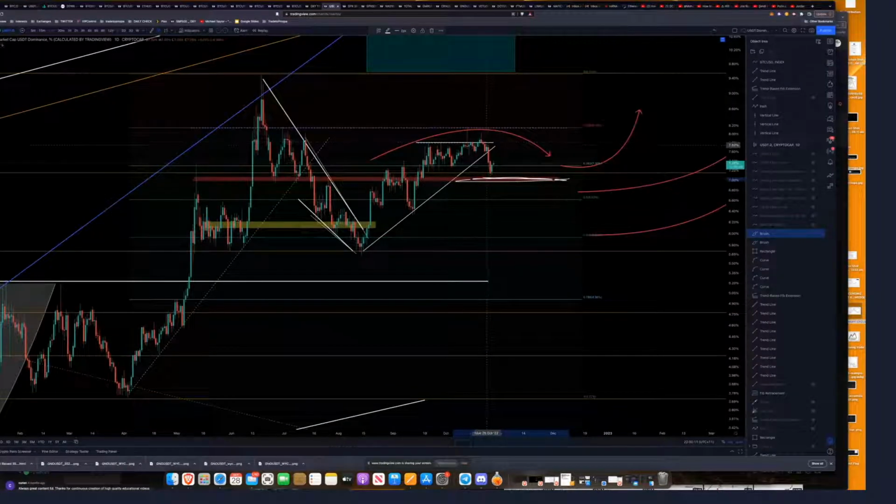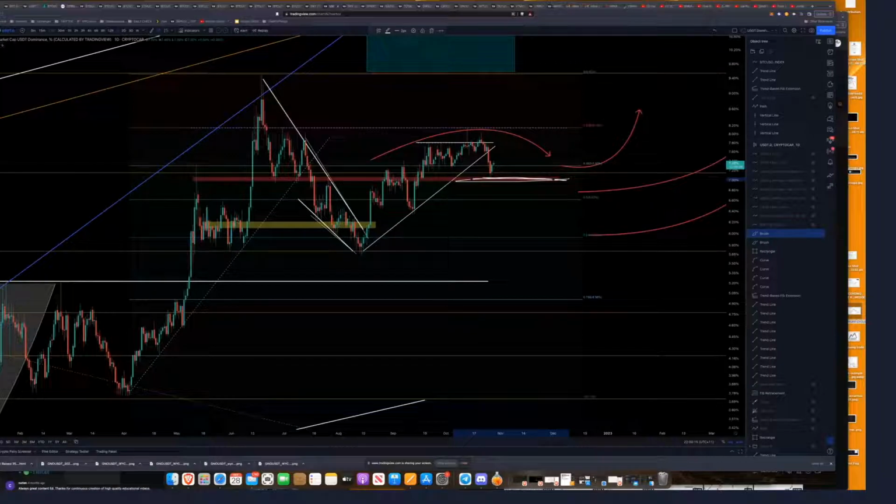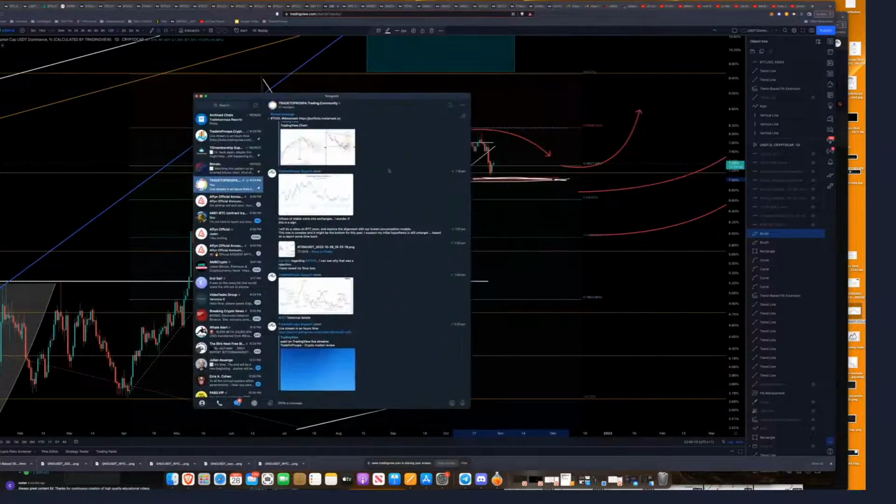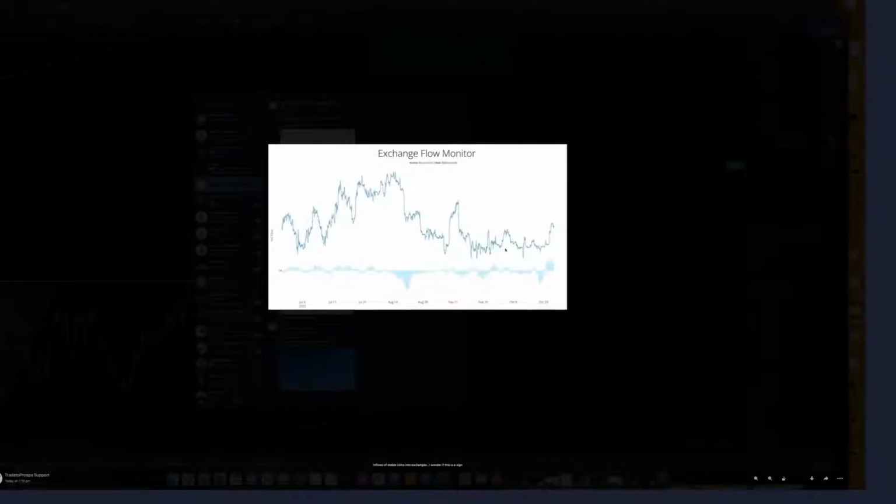There is some information, and I'll bring it out. Give me a sec. In our group, this is the tether inflow to the exchanges. So it's looking very similar to Bitcoin. So tether dominance is flowing into the exchanges, meaning that they're going to buy up, but it's not something huge.